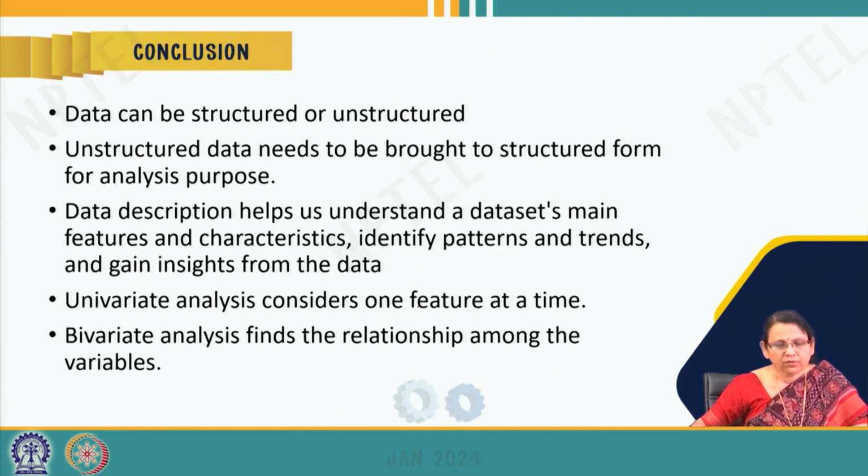To conclude, data can be structured or unstructured. Unstructured data needs to be brought to a structured form for analysis. Data description helps us understand a data set's main features and characteristics, and it helps us identify patterns, trends, etc., so that we can gain further insight from the data. Univariate analysis considers one feature at a time, whereas bivariate analysis finds the relationship among the variables.